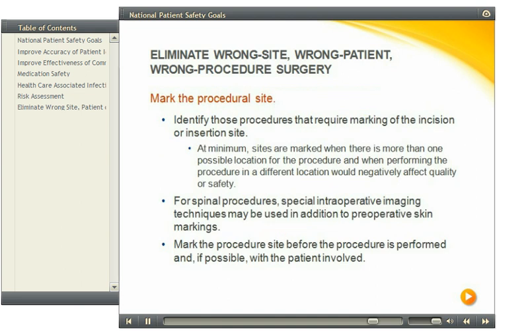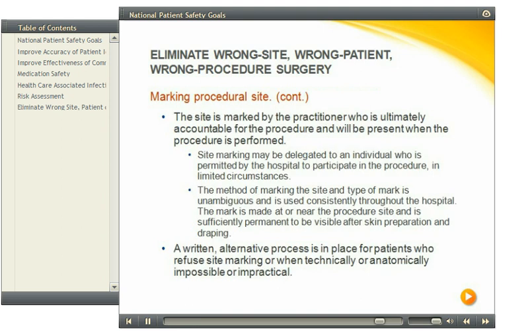Mark the procedural site. Identify those procedures that require marking of the incision or insertion site. At minimum, sites are marked when there is more than one possible location for the procedure, and when performing the procedure in a different location would negatively affect quality or safety. For spinal procedures, special intraoperative imaging techniques may be used in addition to preoperative skin markings. Mark the procedure site before the procedure is performed, and, if possible, with the patient involved.